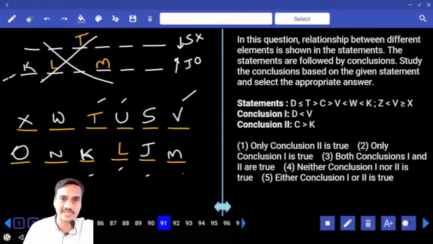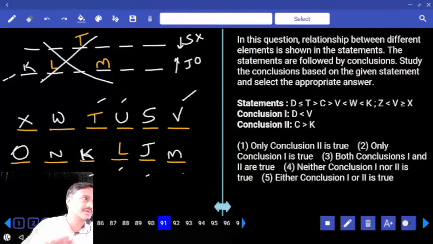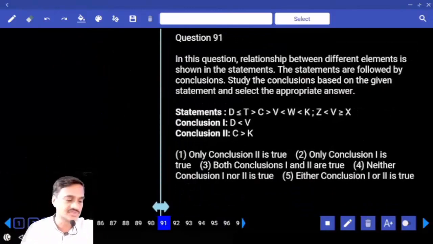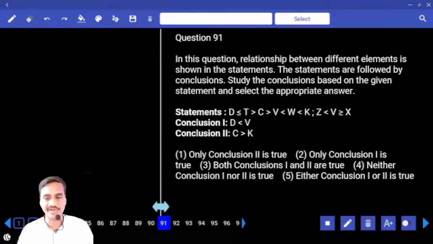Now 3 puzzles were given and all these 3 puzzles are of prelims difficulty level. Nothing new in this. Earlier 5 members were given, now it is 6 and 6. Then coming to 91 to 95, now it is based on coded inequalities.